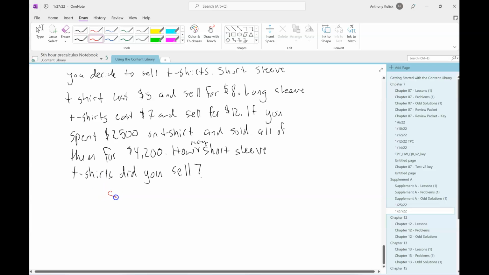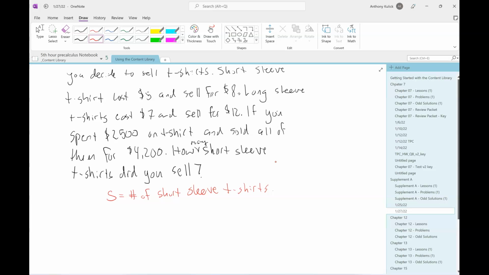Yeah. So I'm going to use the letter S to represent that. And I'm just going to call that the number of short sleeve t-shirts, because in the problem it says that all the t-shirts we bought, we also sold all of them. So there's no difference. It's just short sleeve t-shirts is short sleeve t-shirts.